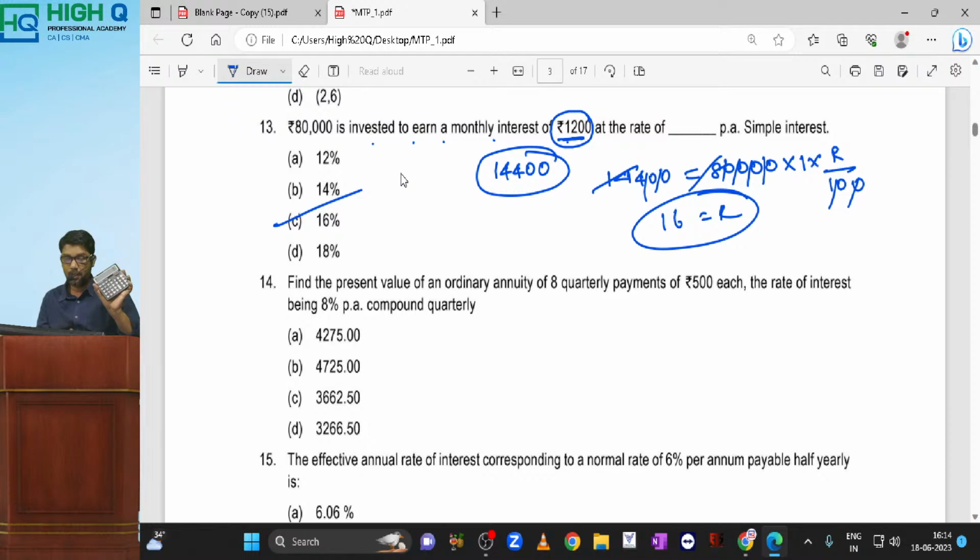Principal is 80,000. 80,000 into first option, 12%: 9,600. No, because I want 14,400. Next, 14% also is not coming. 16%, 80,000 into 16%. Oh, sorry, this is 18, huh? Okay, sorry, 18%. 80,000 into 18%. Yes, 14,400 we are getting.